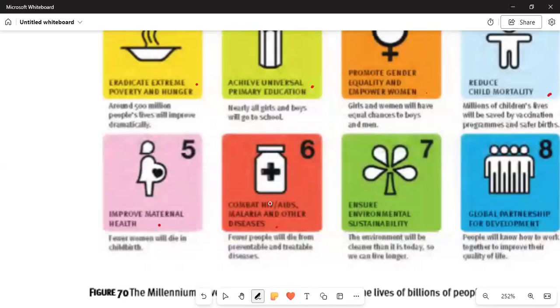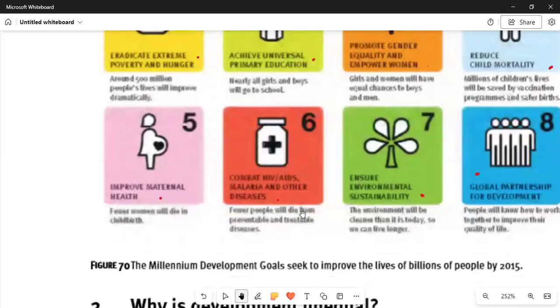And then let us understand that they ensure that there is environmental sustainability. And then let us understand that number 8, the global partnership, is for development. So these are the ideologies and goals of the Millennium Development Goals. They seek to improve these, particularly in life. So that can be for 16 marks.